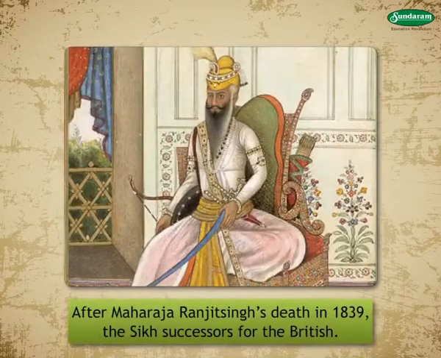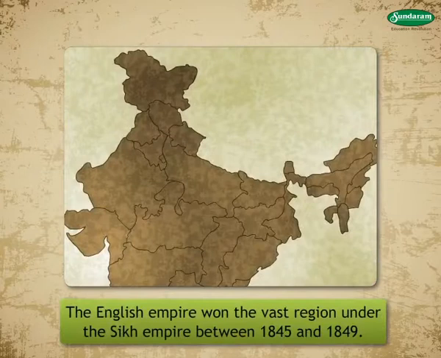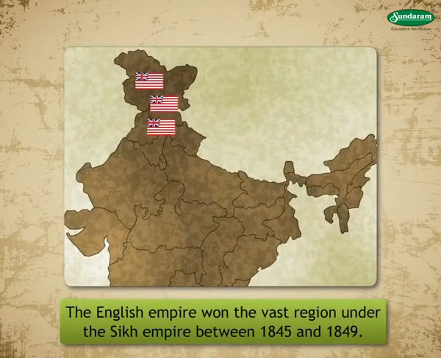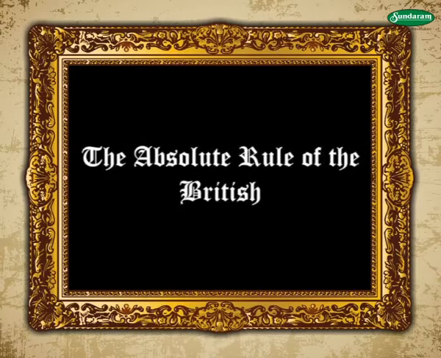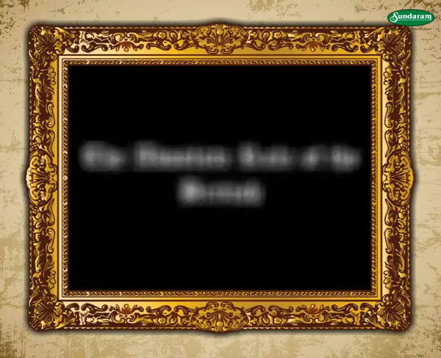In the wake of Maharaja Ranjit Singh's death in 1839, the quarrels among the successors of the Sikh Empire became an advantage for the British. The English Empire won the vast region under the Sikh Empire between 1845 and 1849. The absolute rule of the British.